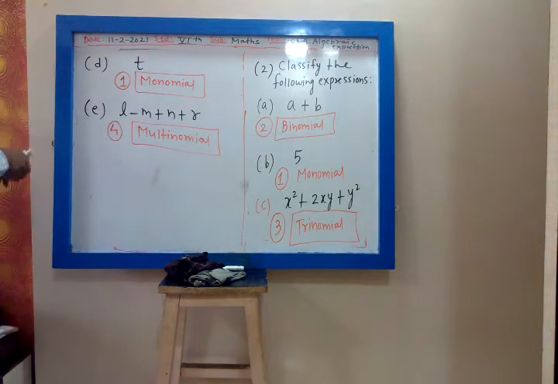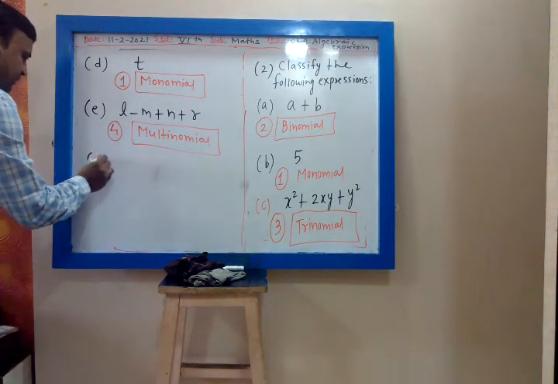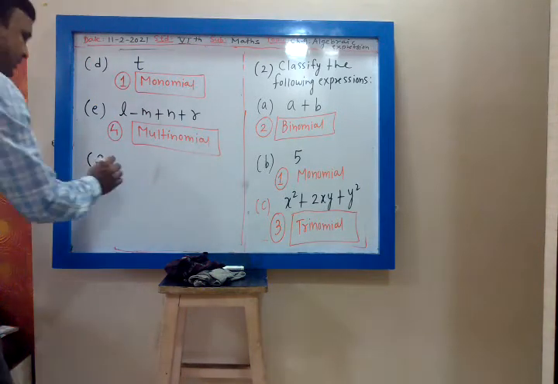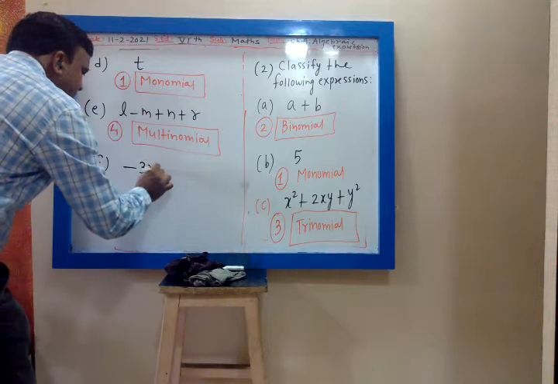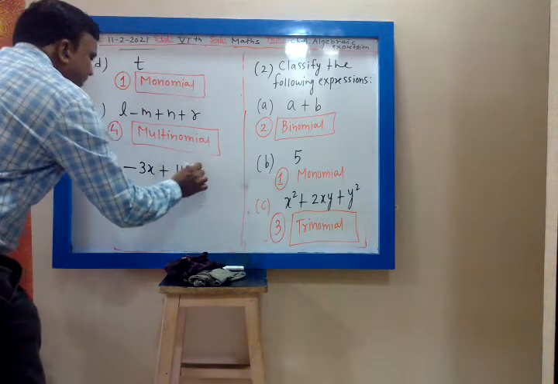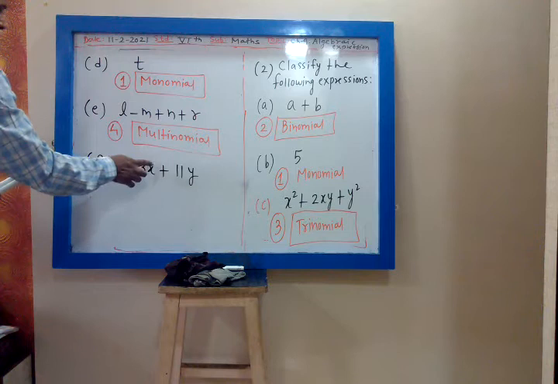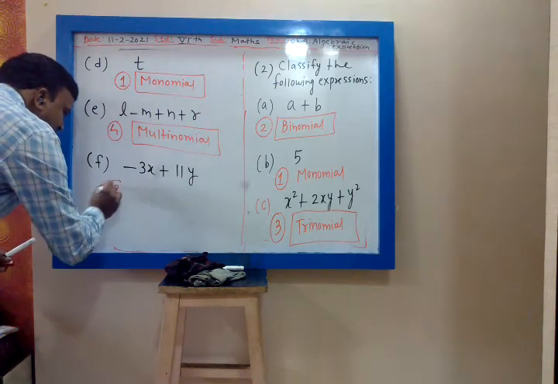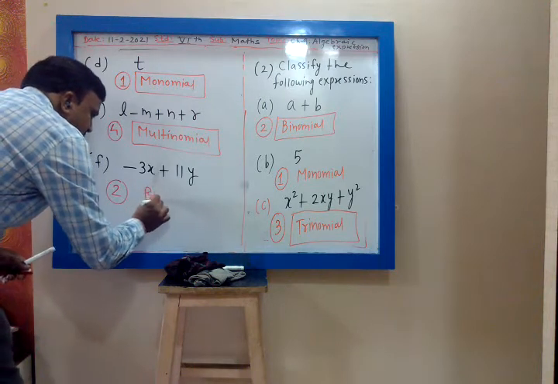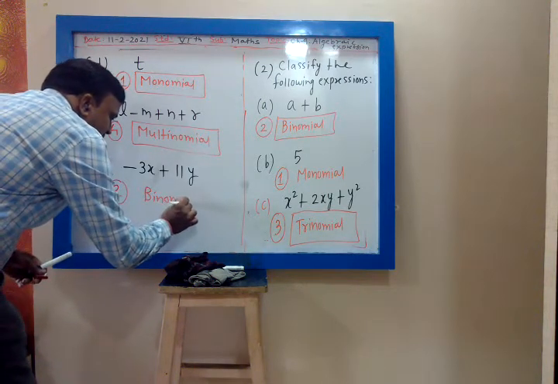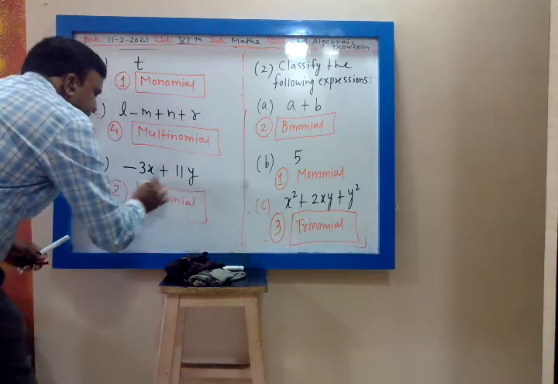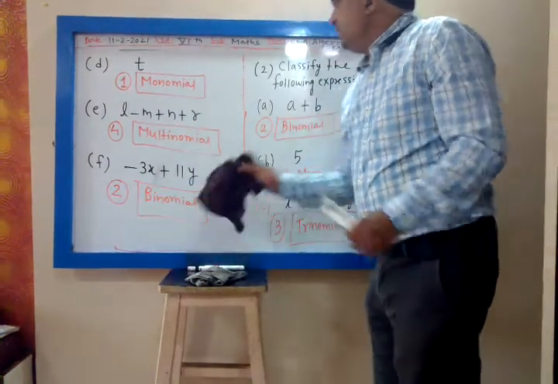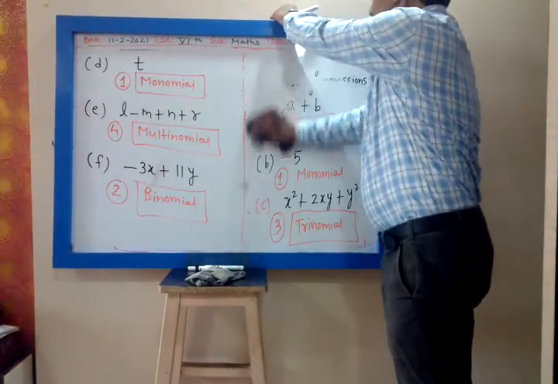Then F: minus 3x plus 11y. How many terms are there? 2 terms. One is minus 3x, the other is 11y. So it is 2, and 2 means binomial. Very good. Then G.